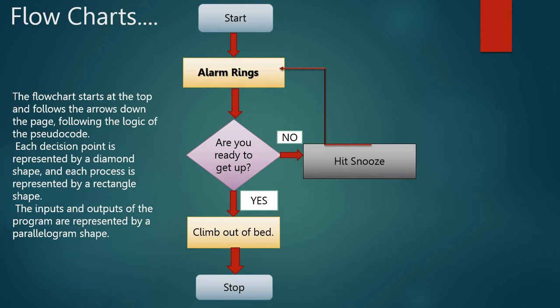What is this? This is iteration. We use loops in flowcharts to show iteration, so that we do not have to write a step so many times. So when you hit snooze, again the alarm rings. You're making a decision again: are you ready to get up? No, hitting snooze. Then the alarm rings again, and the process continues until you say yes and you climb out of bed, and then your flowchart stops. That is how it works.